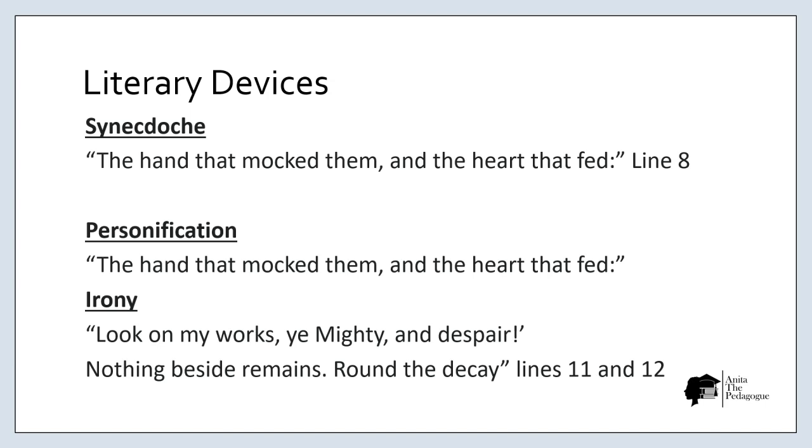There's also the use of irony. It is ironic for the pedestal to say, "Look on my works, ye mighty, and despair." And then nothing beside remains, round the decay. It's ironic that at that time there is nothing to look on.